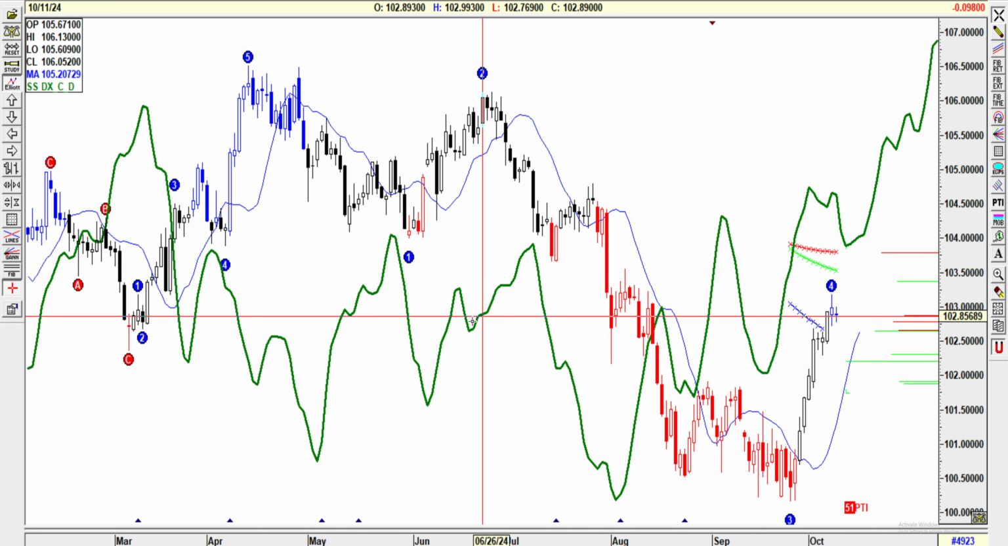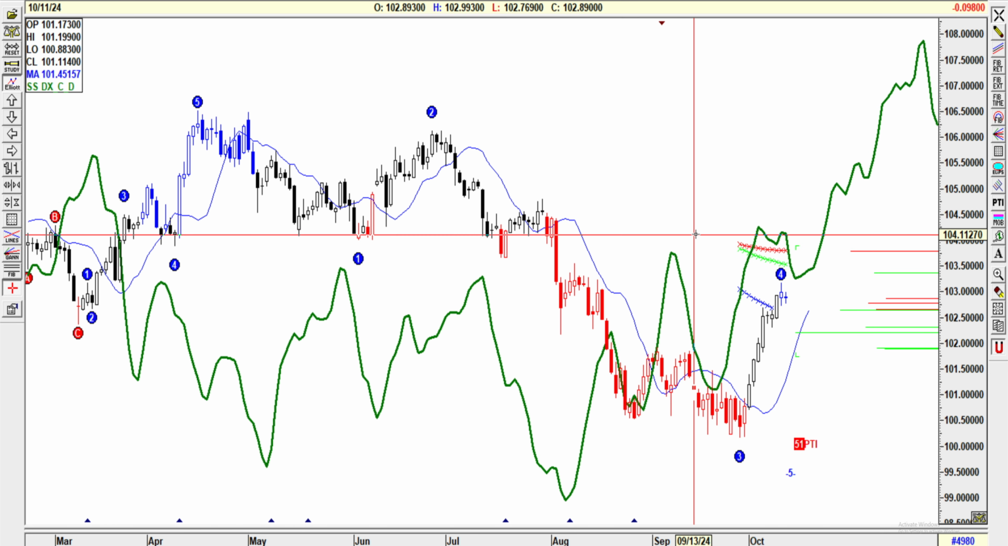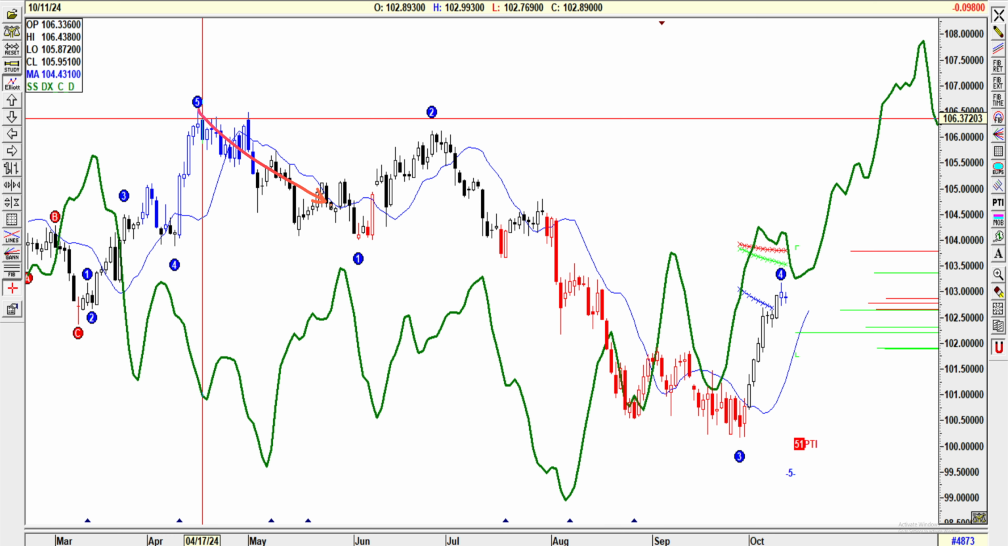Let's go to the daily chart. The daily chart is a little more interesting. I'm going to show you a few things. So we got a wave 5 here of April 16th of 2024. We got a 1, 2. We just made a 3, and we are working on a 4, or maybe have a 4 already.